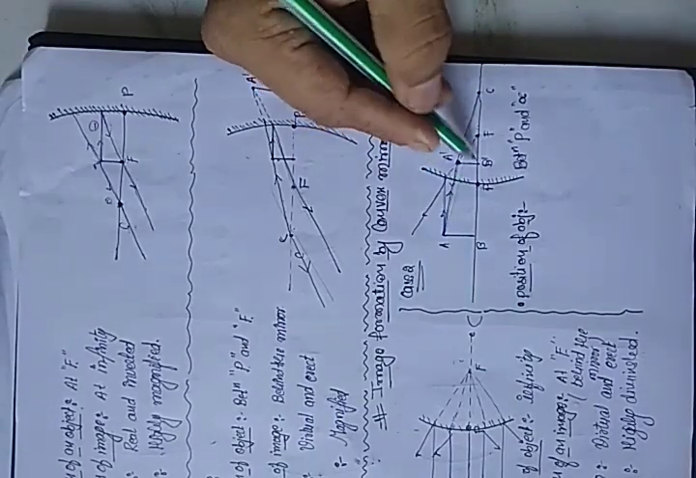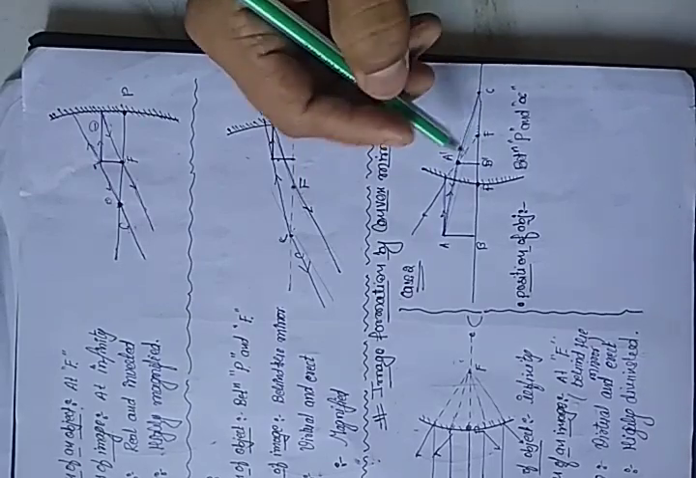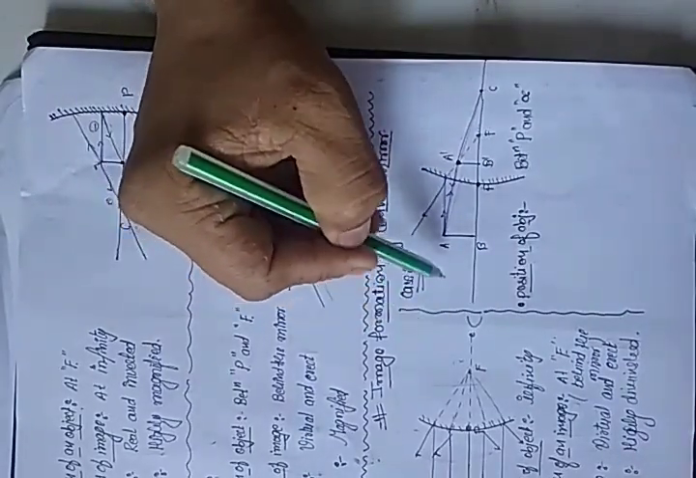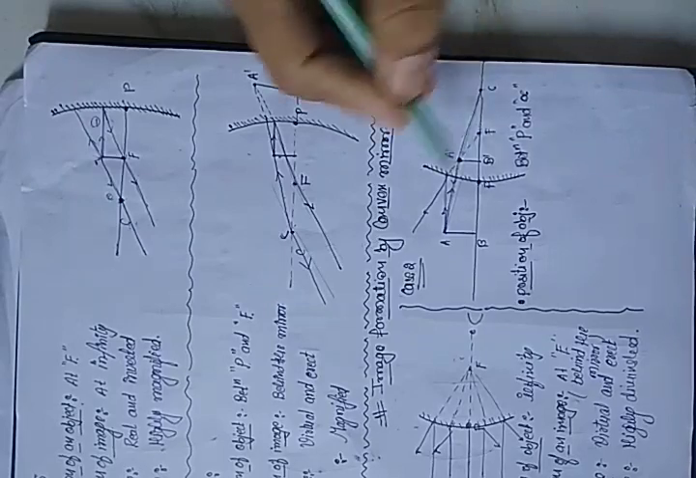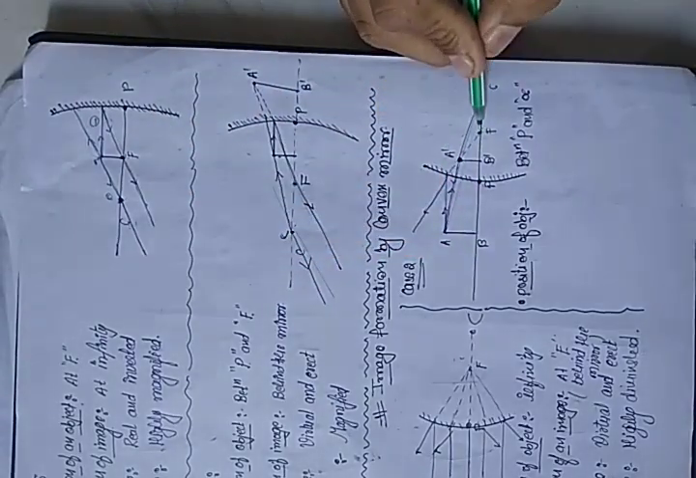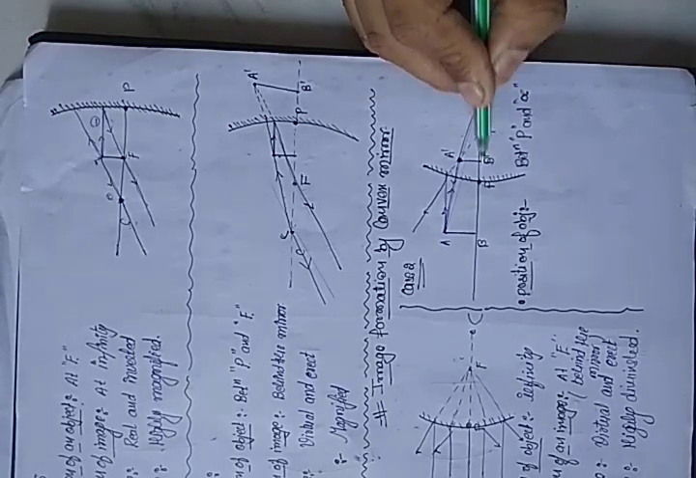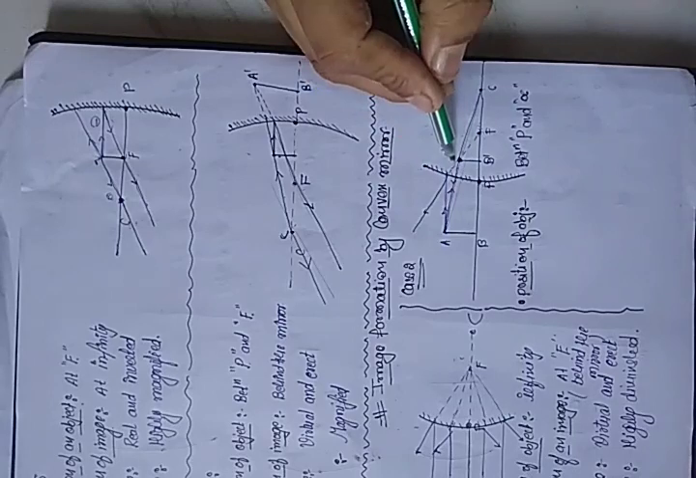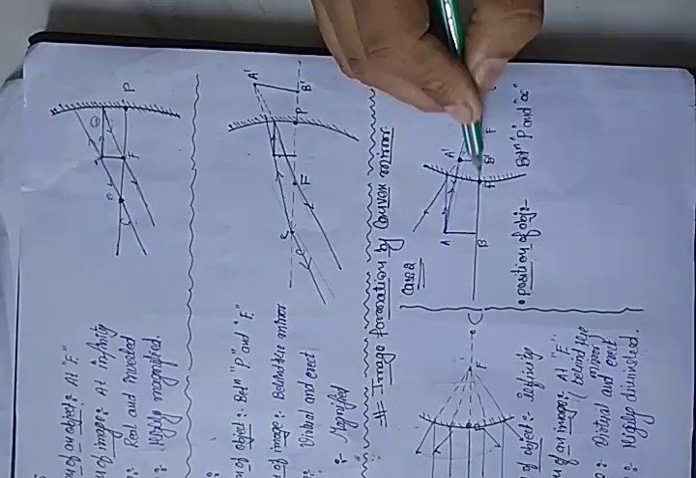Your image is created always between pole and focus, because for infinity position the image will fall here. If we are coming close, then it will be just between pole and focus. So I can say, because these two reflecting lights always meet between this only. So the intersecting point is what? Image formation. So these are the two new concepts.